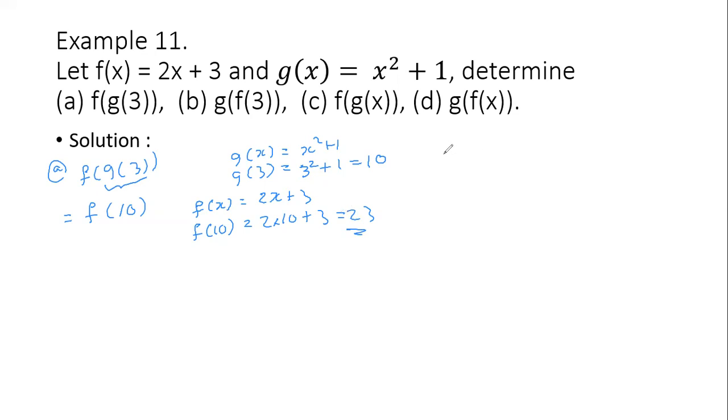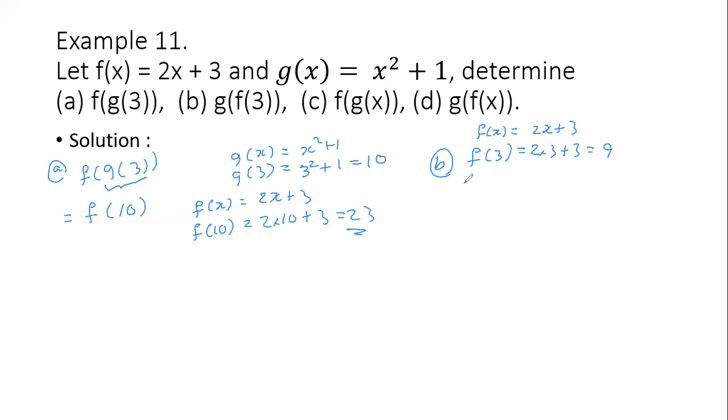Part B, it's not different. Do it in the same way. Calculate f of 3 first. You use this equation, 2x plus 3. This is f(x). F of 3 is 2 times 3 plus 3. 2 times 3 is 6, 6 plus 3 is 9.